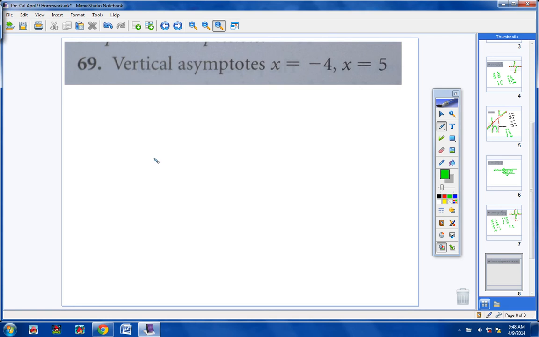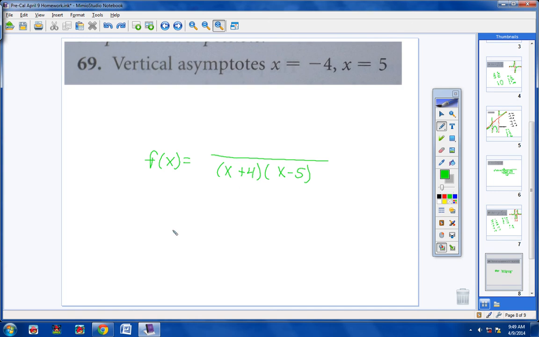Now think about it. That means in your rational function, your denominator has to have x plus 4 for one of its linear factors, and also x minus 5. Doesn't that make sense? Remember, how do you find vertical asymptotes? You take the denominator and you set it equal to 0 and solve. So if I took this denominator right here and set it equal to 0 and solved, I would get -4 and 5. So I'm pretty good now, guys.